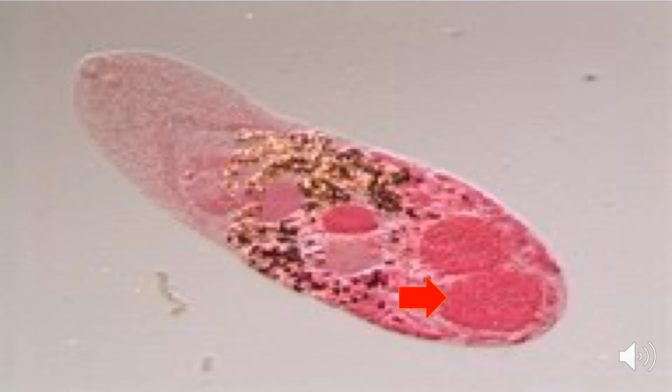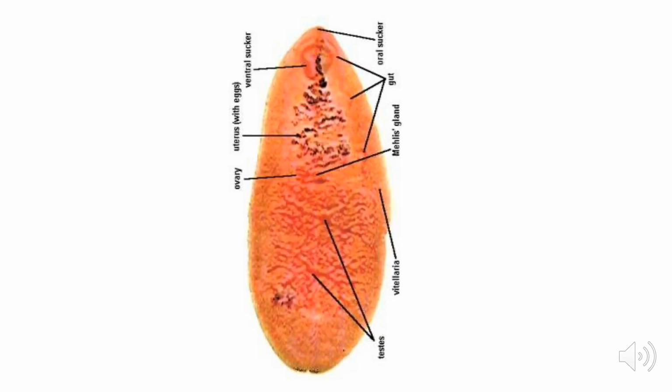These are the testes of this worm. Can you please describe them? Yes, globular or round. How about this one? This is one of the testes and this is its pair. Can you please describe them for us? Yes, the testes of this worm are branched or dendritic.